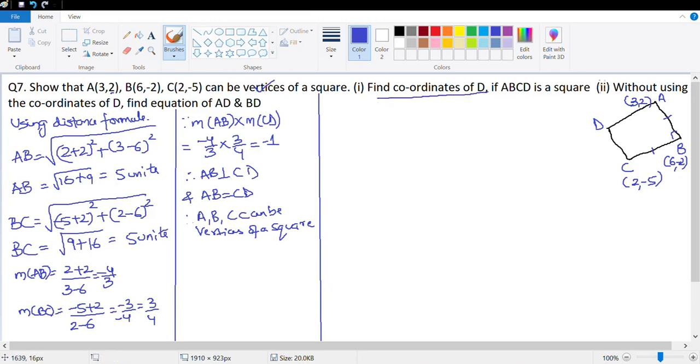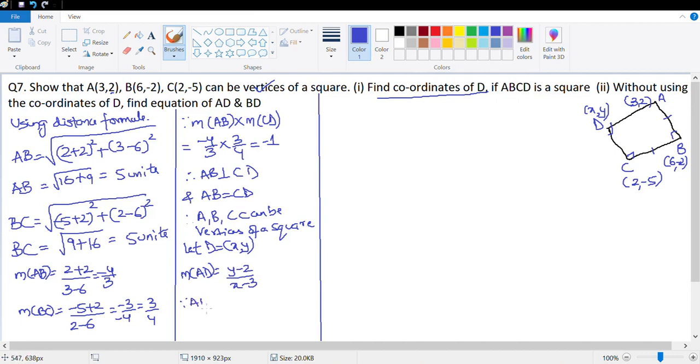Find coordinate of D if ABCD is a square. So let D be x comma y. If D is also making an angle of 90 degrees, so if AD is making an angle of 90 degrees with CD, and if CD is making an angle of 90 degrees with BC, we can find the slope of AD and multiply it with both of them. Perfect. So let's find slope of AD. Slope of AD will be equal to, and D we've taken as x comma y, so it will be equal to y minus 2 upon x minus 3.